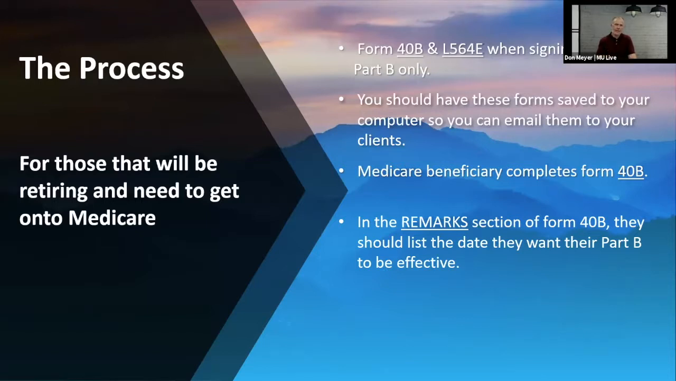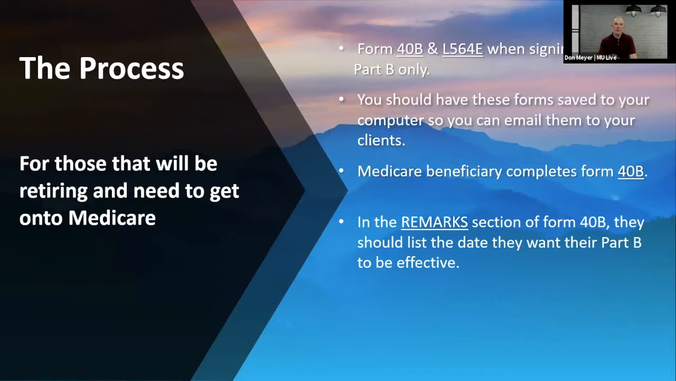But if I decided that I was going to retire, say for example in September, and I turn my form in now, they may make my Part B effective in August. And I don't really want it to be effective in August because I've got company insurance. So if they don't put the date that they want their Part B to be effective, Social Security is just going to put it the next month.